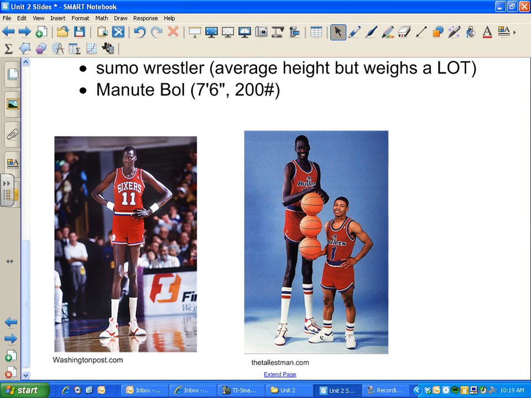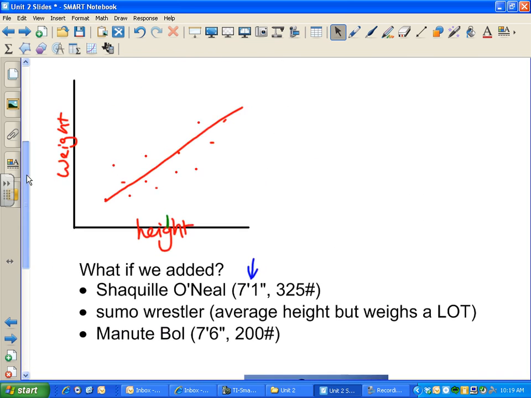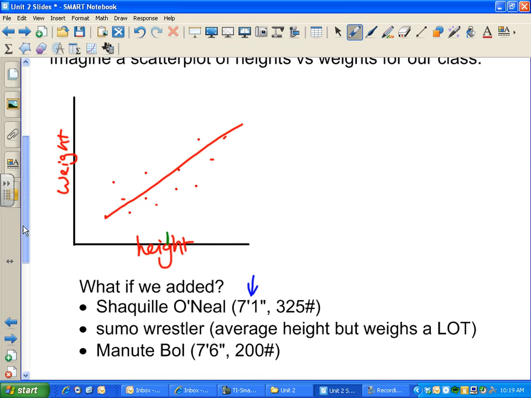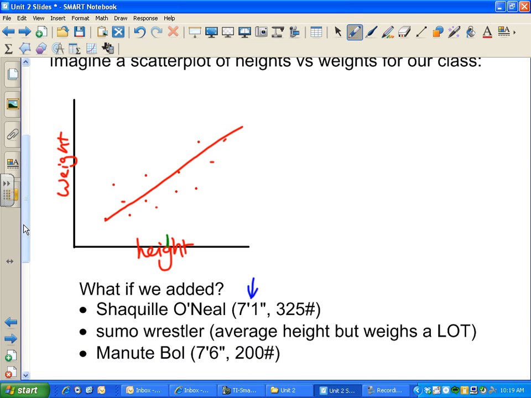So a couple of pictures of Manute Bol, just for some reference, so you can get in your mind just how tall and skinny we're talking about. If you were to come back from the grave and visit our classroom, and we were to put him on our graph, well, geez, 7'6", I'm way out here, even farther than Shaquille O'Neal was, but only 200 pounds. I'm maybe in here somewhere, okay?